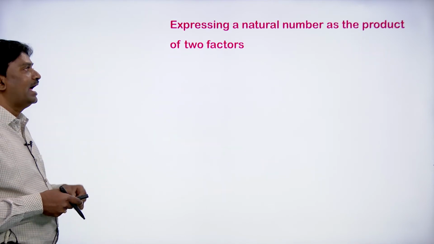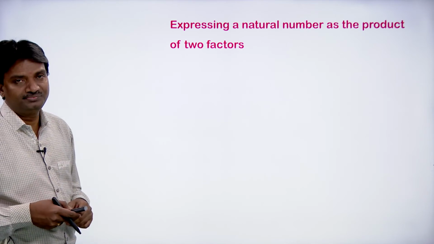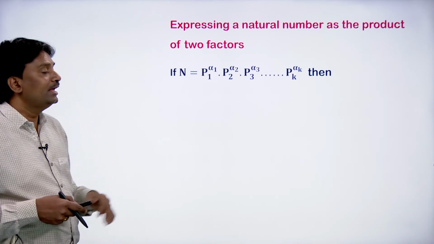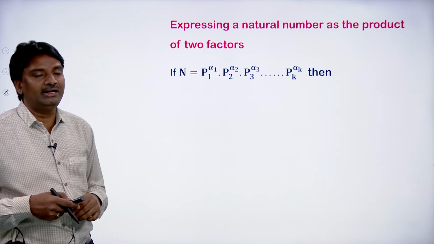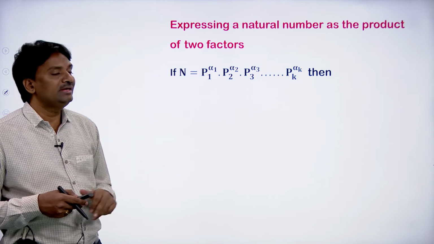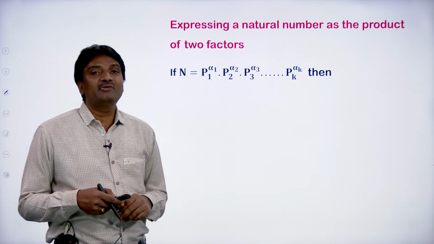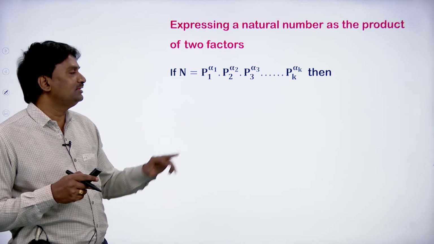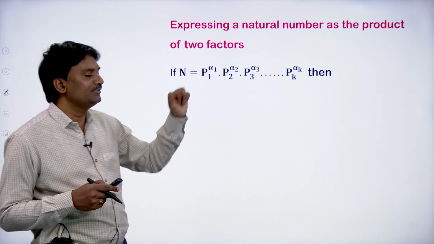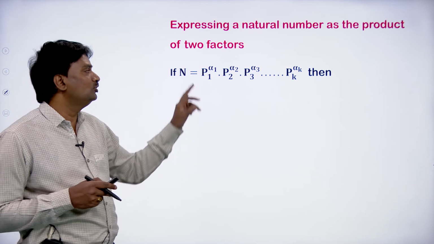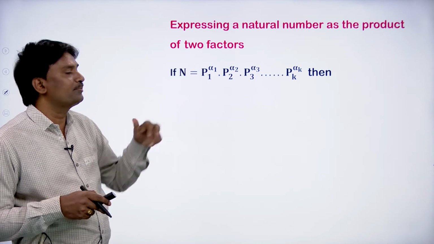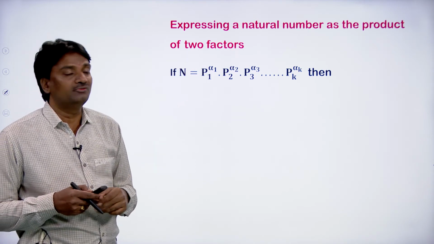Next, expressing a natural number as the product of two factors. Here also let us express the given natural number N like this: P1 power alpha 1 into P2 power alpha 2 into P3 power alpha 3, and so on, Pk power alpha k. So first we have to express the given natural number capital N like this, for expressing a natural number as the product of two factors.